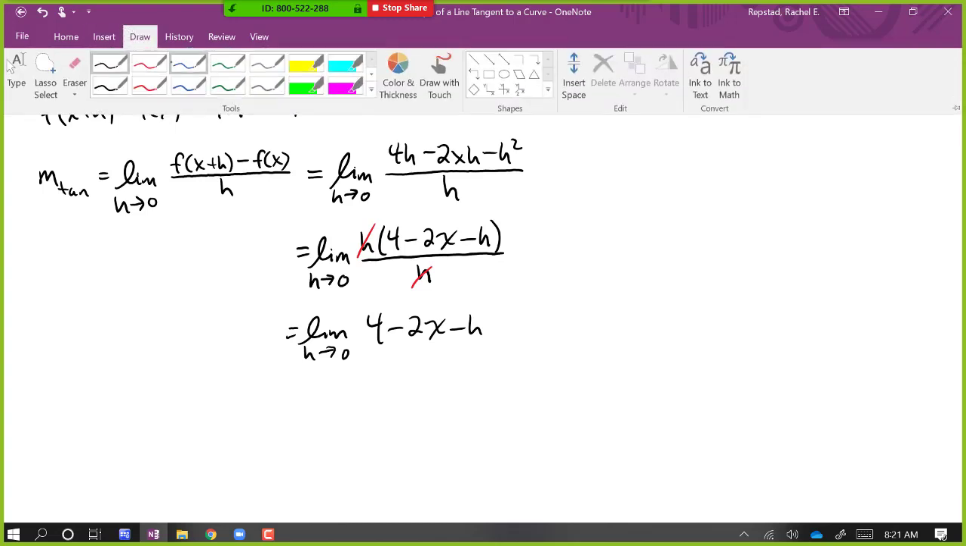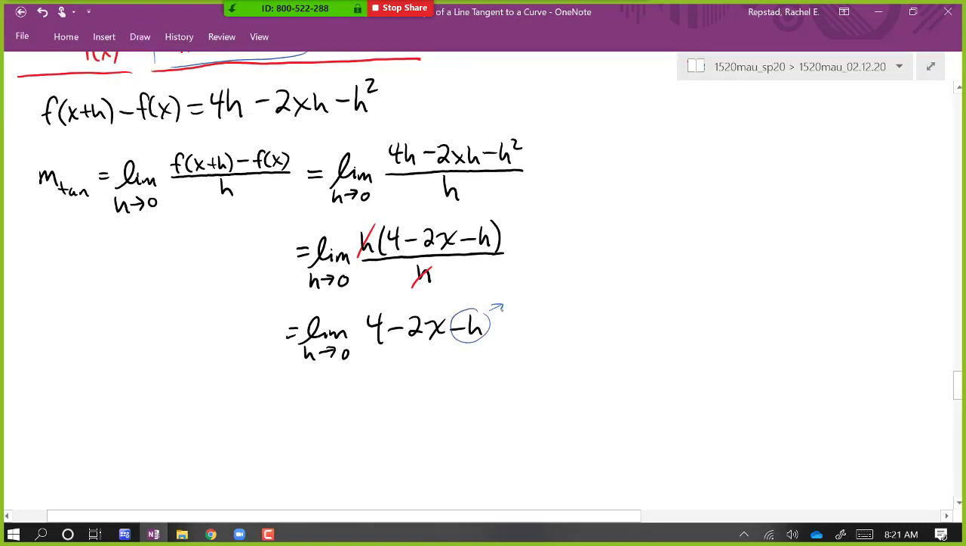That, of course, just makes this term here disappear. Any term that has a factor of h will go to 0. So when we let h go to 0, we're left with the expression 4 minus 2x. This is the expression that gives us the slope of the tangent line at an arbitrary point. That was one thing they asked for. That was the first thing they asked for.